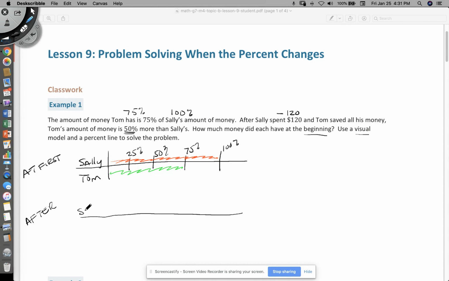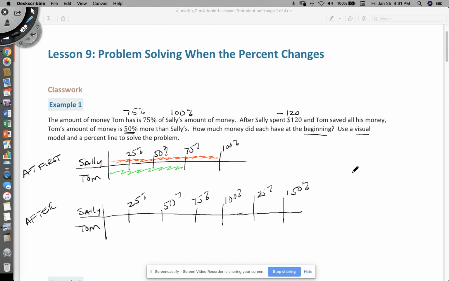So we have Sally, and we have Tom. And we're going to chunk this again at 25%, 50%, 75%, 100%. But now I'm going to extend this. This will be 125% and 150%.